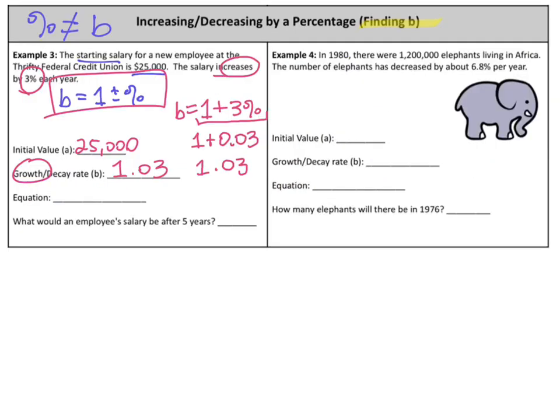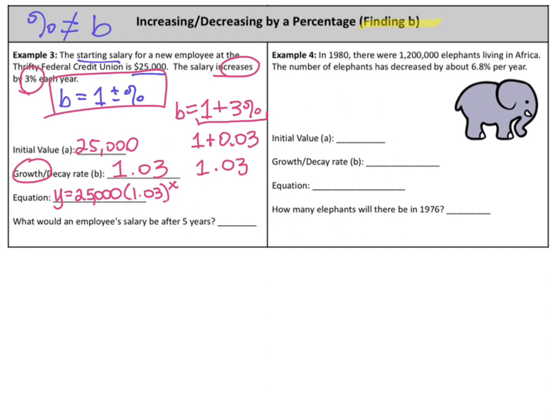So now that I have the A and the B values, I can plug them in. Y equals 25,000 times 1.03 to the power of X. X in this case is time, lots and lots of times with exponential, you'll see it's time. It's increasing by 3% each year, so years is where the X is.